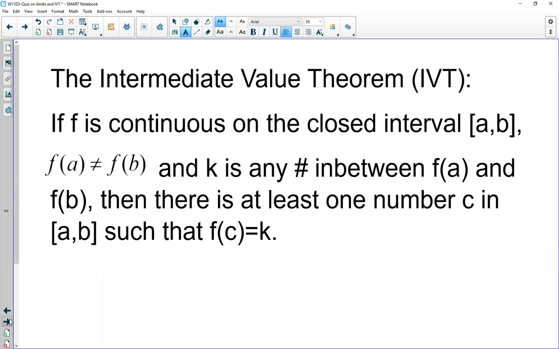So the intermediate value theorem, otherwise abbreviated as IVT, states that if the function f is continuous on the closed interval [a, b], f(a) is not equal to f(b), and k is any number in between f(a) and f(b), then there is at least one number c in [a, b] such that f(c) is equal to k. Now I know that seems like a lot. Let's look at an example of how we can relate this.